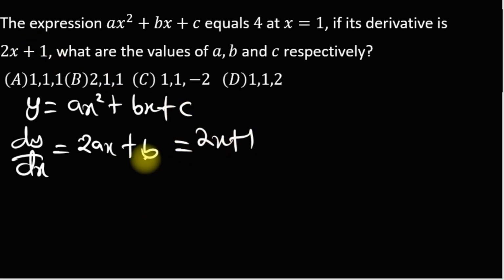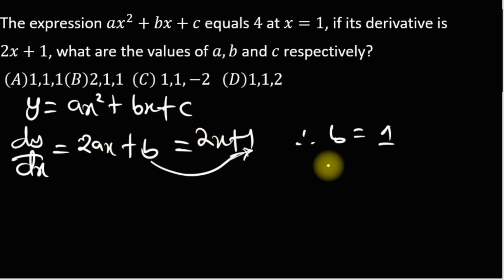So you can compare. What are you seeing? The constant here is 1, therefore b is 1. Again, the coefficient of x here is 2a, and the coefficient of x in 2x plus 1 is 2. So a is also 1. So we found a and b.